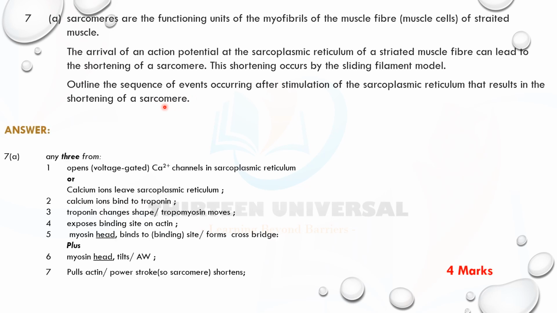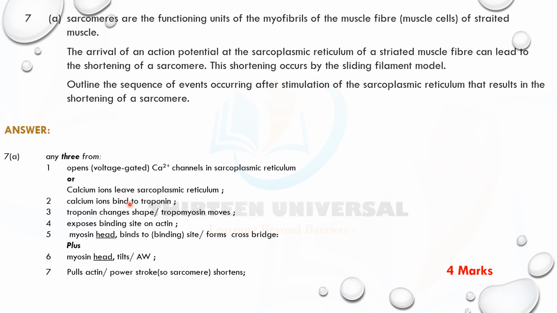All right, so these are the events that occur. The first thing that happens is that the calcium ion channel opens. Remember that the arrival of an action potential at the sarcoplasmic reticulum causes the calcium ion channel to open, and the calcium ions leave the sarcoplasmic reticulum and then bind to troponin.